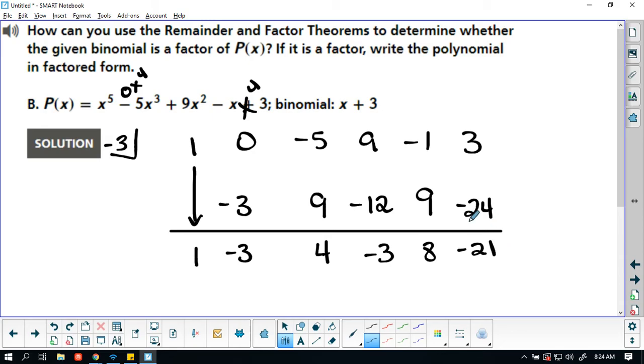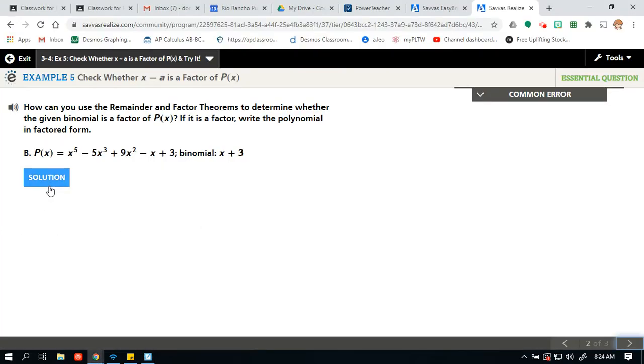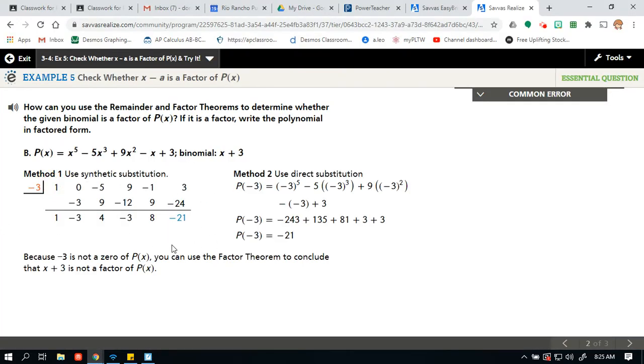We do have a remainder in this case, so let's go double check. And since we do have a remainder, x plus 3 is not a factor of this polynomial. So because negative 3 is not a zero of p of x, you can use the factor theorem to conclude that x plus 3 is not a factor of p of x.